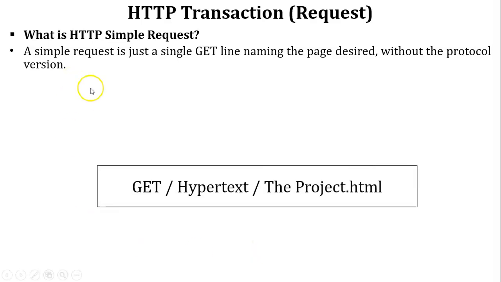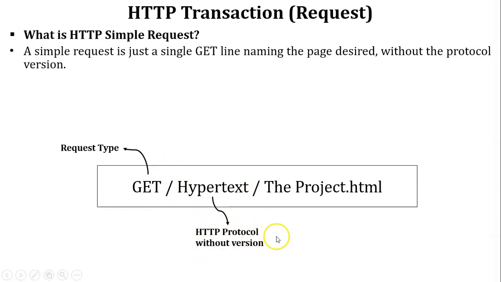So here is an example of HTTP simple request. The first element is GET. GET means the HTTP request type. The next element is hypertext, so it is an HTTP protocol without version. And the next is project.html. It means it is the address of the web page, or we can say the page requested by the client.